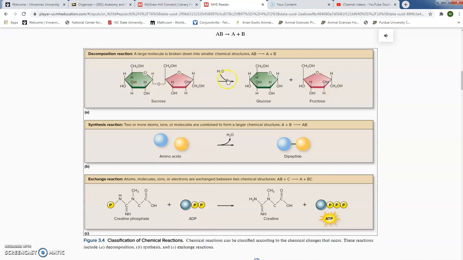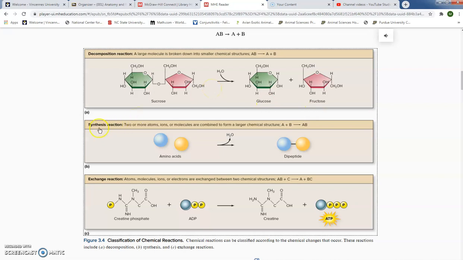This is a pretty common reaction in our digestive systems because we're taking in big, large molecules that are nutrients, and we need to break them down, or digest them, decompose them into smaller ones so that we can use them. They're too big in this form. So that's a pretty common thing going on within our digestive system. It's happening elsewhere too, but that's an example of a common place. All right, so that's a decomposition reaction.